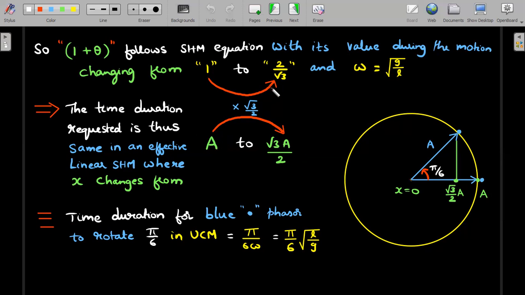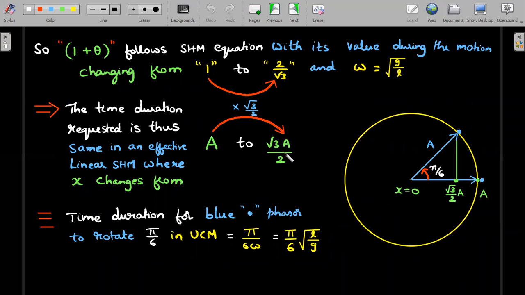When 1 is changing to root 3 by 2 in a mathematical equation of 1 plus theta, remember 1 plus theta will now become the highest value of 1 plus theta into sine omega t. So whatever time this maths equation takes, the same maths equation in a different problem will take a similar time. That's my ideology. So you could see the multiplication of root 3 by 2 here also.